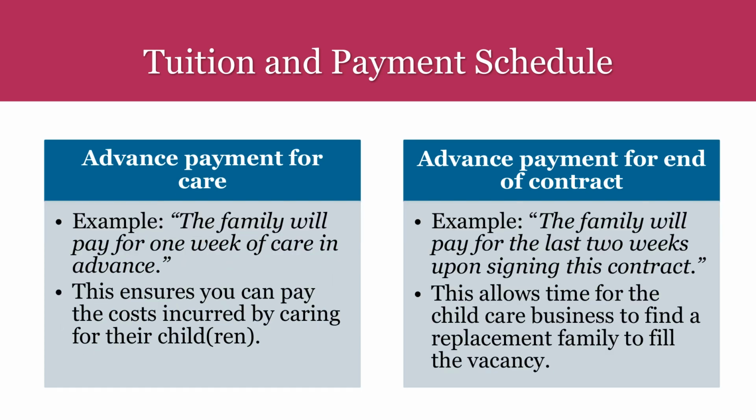A standard practice is to ask families for a 2-week notice before ending the care arrangement. This allows time for the child care business to find a replacement family to fill the vacancy. However, sometimes families do not give that 2-week notice, and other times the business may need to end the care arrangement more quickly. By requesting payment upon signature, for 2 weeks or whatever time frame makes the most sense for your business, you can more easily sustain a sudden vacancy until another family can take the place.